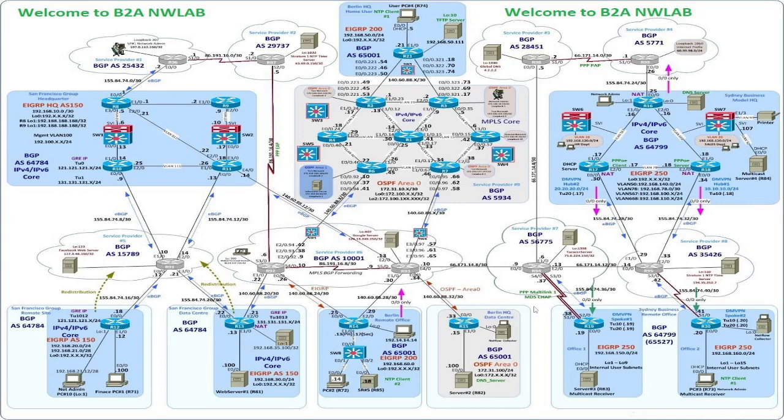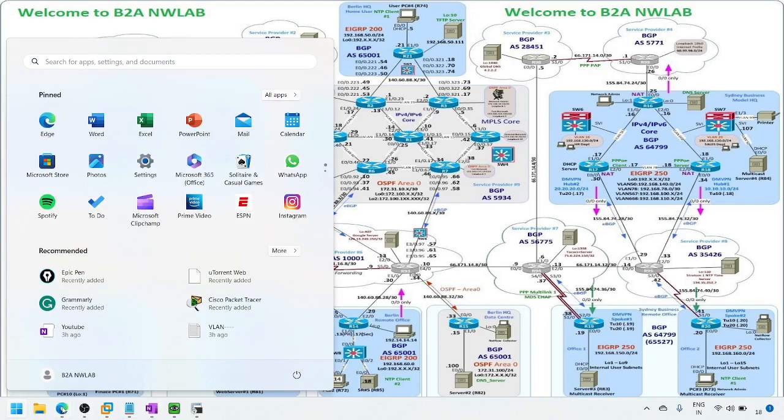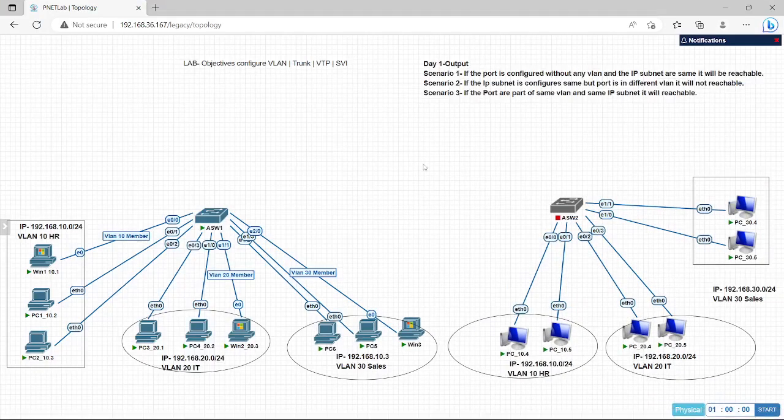So let's revise. Yesterday we read about the VLANs theory part and created one basic lab. So I am just opening the lab. I already opened a lab. Yesterday we discussed 3 points. Scenario 1, if the port is configured without any VLAN and the IP subnet are same, it will be reachable. If the IP subnet is configured the same, but the port is in different VLAN, it will be not reachable. If the ports are part of the same VLAN and the same IP subnet, it will be reachable.